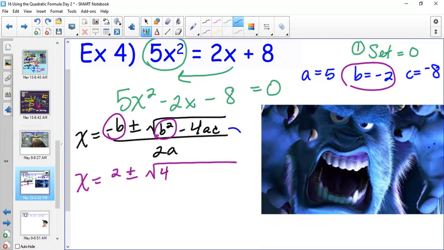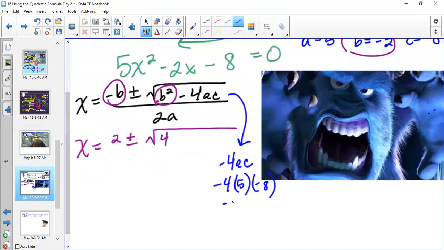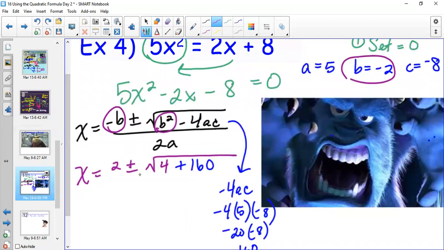And we're going to do a little work out to the side for negative 4ac. So negative 4, our a was 5, and our c was negative 8. That would give us negative 20 times negative 8, which is positive 160. Since it's positive, I need to put a plus there. And last, all over 2a. A was 5, so 2 times 5 is 10.